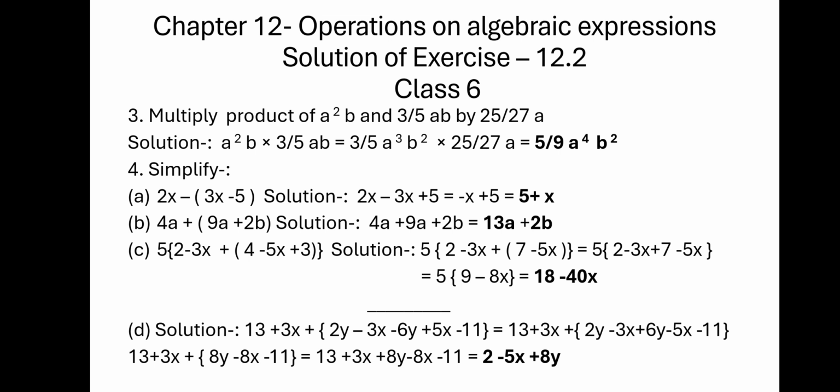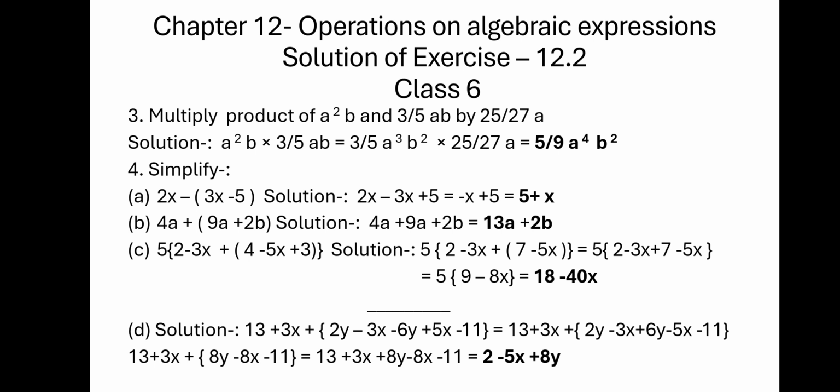Fourth question. Simplify. 2x minus into bracket 3x minus 5. The solution of that is, we have to first open the bracket. So 2x minus 3x plus 5, because minus minus is positive. So that will give you negative x plus 5. That can be written as 5 minus x. It is wrong here. The first only, see. It will be 5 minus x.